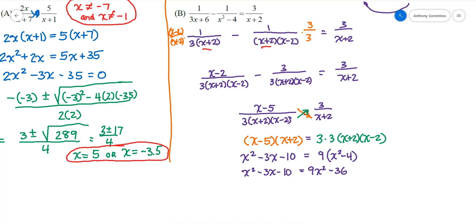So I'm going to subtract the x squared from this side and this side. I'm going to add the 3x to both sides. And I'm going to add the 10 to both sides.